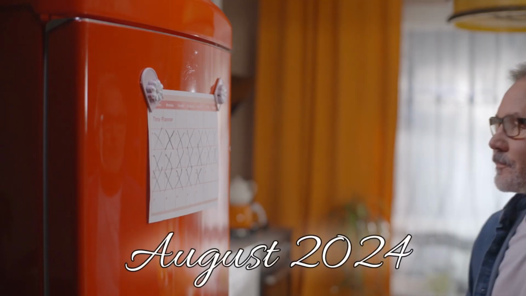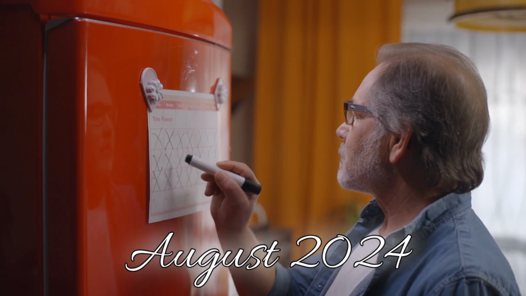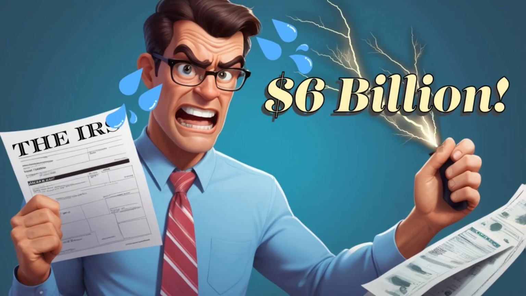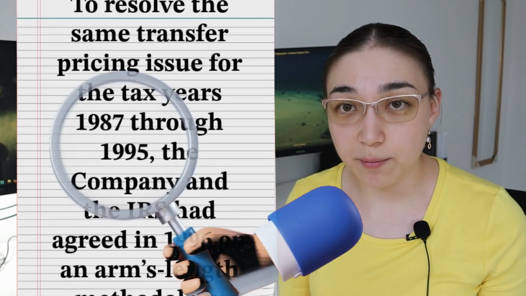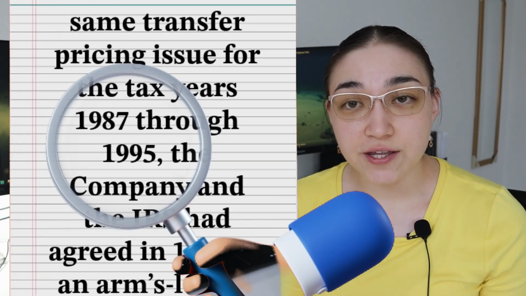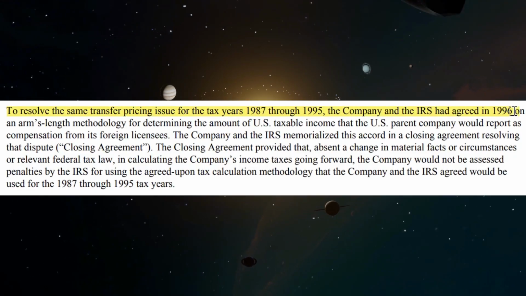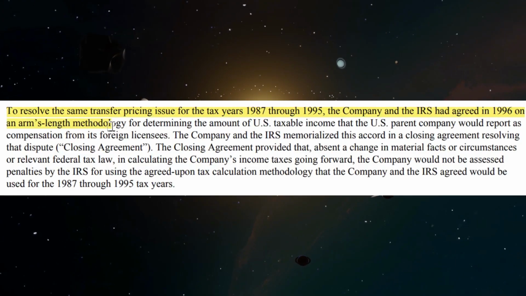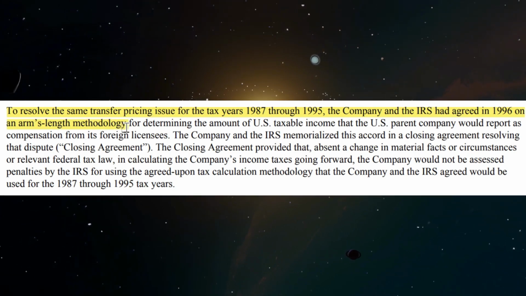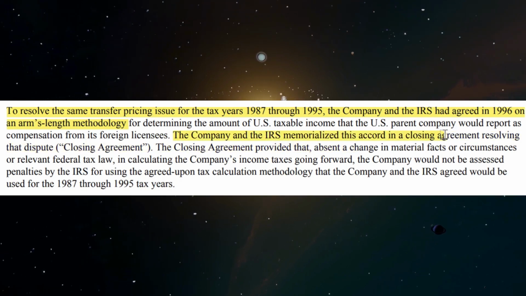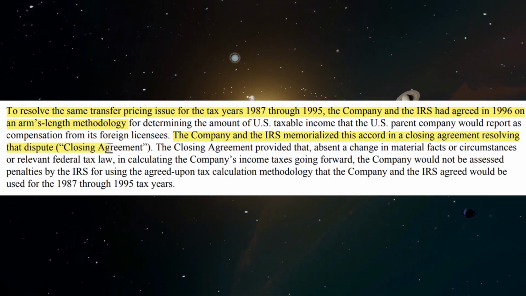So we're right now in August 2024, so interest accrues, and therefore now they have to pay $6 billion. Apparently, from the notes to the financial statements, a similar transfer pricing issue happened with Coca-Cola, where the IRS audited them for the years 1987 through 1995, and in 1996 the IRS and Coca-Cola agreed on a specific arm's length methodology. They don't say which methodology for sure.